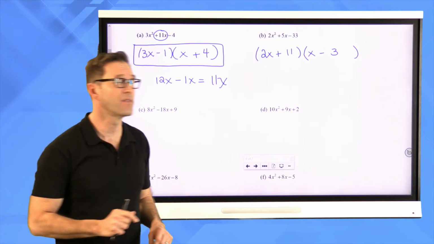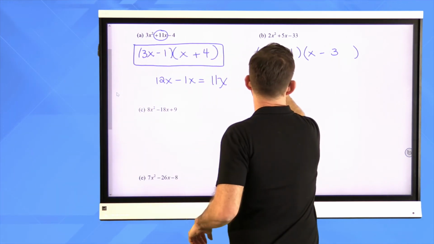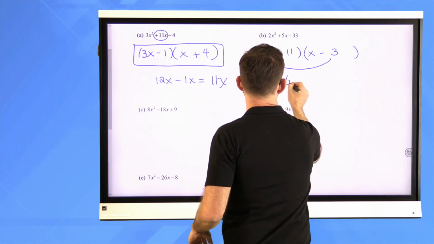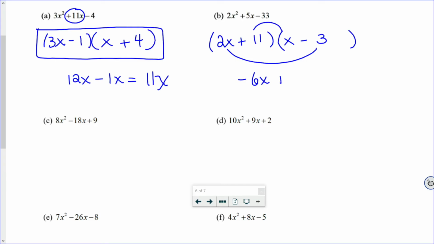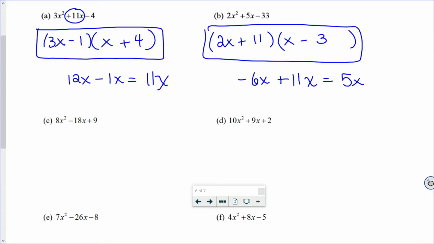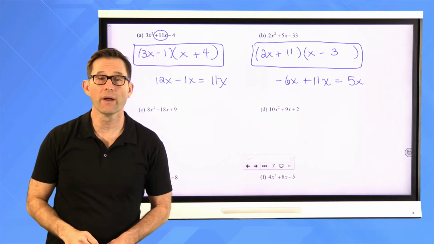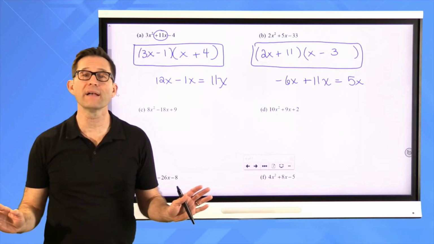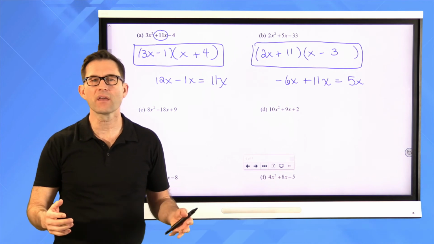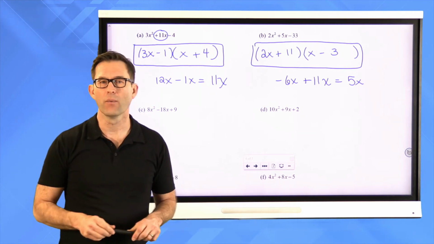But I do have to check the O and the I of FOIL. So when I multiply these two together, I get negative 6x. When I multiply these two together, I get positive 11x. Added together, those are positive 5x. That's what I needed. And so this is my correct factorization. All right, not too bad. I made one wrong guess, did a little thinking, corrected it, and got the right one.